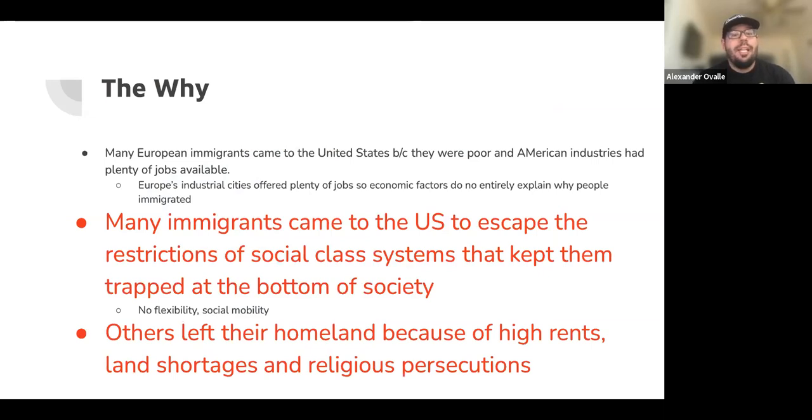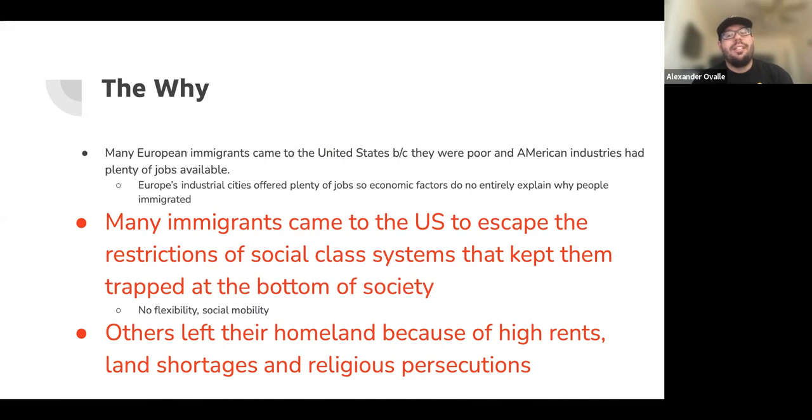Many European immigrants came to the United States because they were poor and American industries had plenty of jobs available. But that's not to say that Europe's industrial cities didn't offer plenty of jobs too. So economic factors can't be the sole reason to explain why people immigrated here.